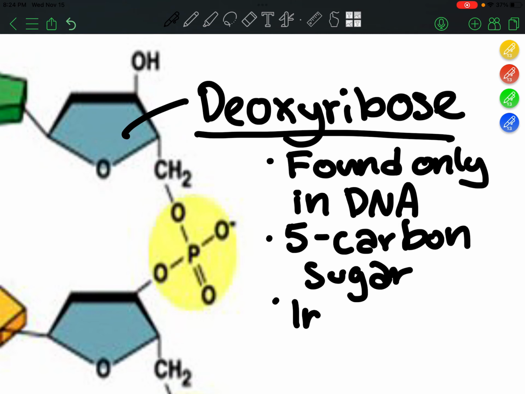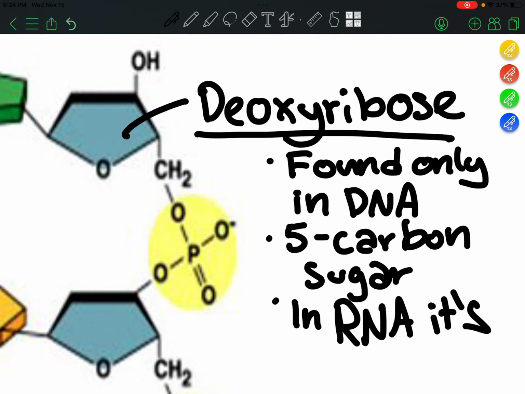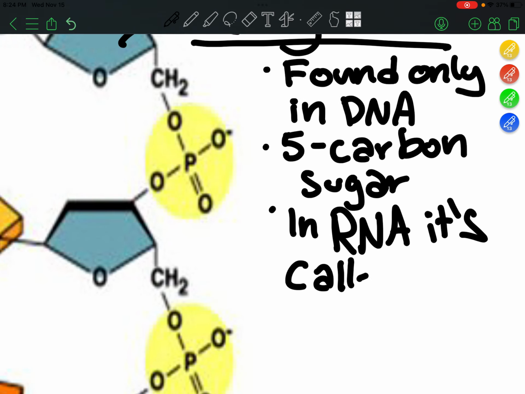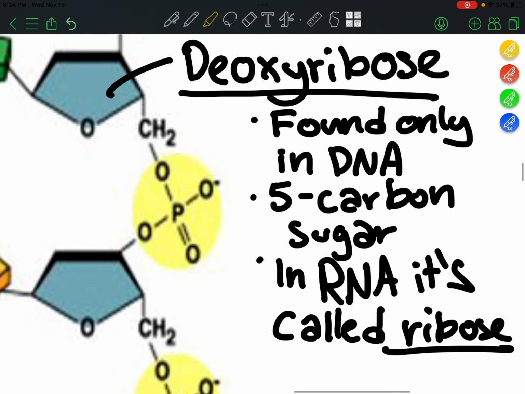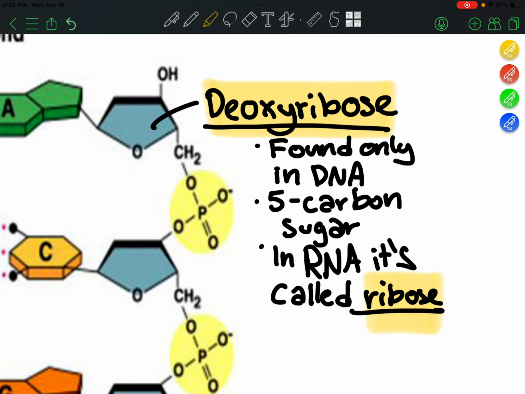In RNA, it's called ribose. Okay, know the difference. I'm going to highlight this. In RNA, it's called ribose, and in DNA, it's called deoxyribose. That's why the actual name of DNA stands for deoxyribose nucleic acid, and the actual name for RNA is ribose nucleic acid. It's the major difference in the structure itself.